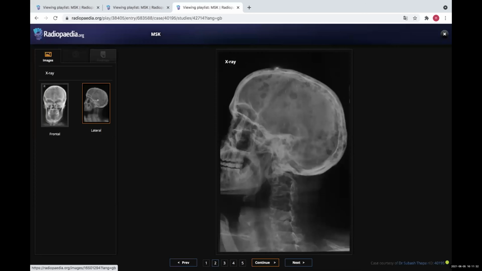And these lesions appear punched out. So I'll be thinking about multiple myeloma as a first. Okay. Can you give me some specific signs to differentiate between multiple myeloma and metastasis? Yes, in metastasis, the lesions will not be very well defined. They'll have a permeative pattern, whereas in multiple myeloma, the borders will be well defined and they'll appear like punched out lesions. Good.